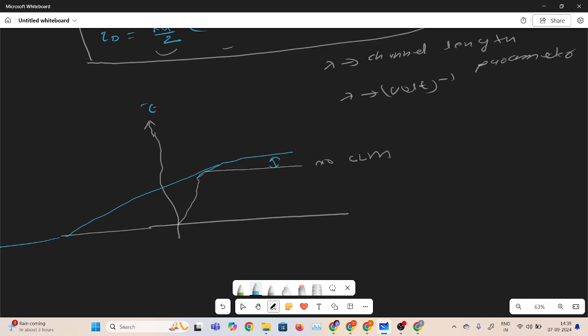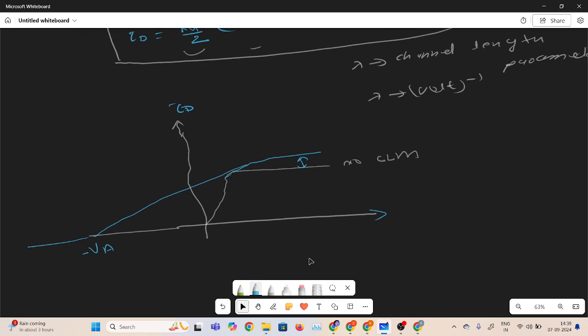So this is the ID, this is the VDS, and this voltage is the early voltage. Now I will define the early voltage. What is the meaning of the early voltage?